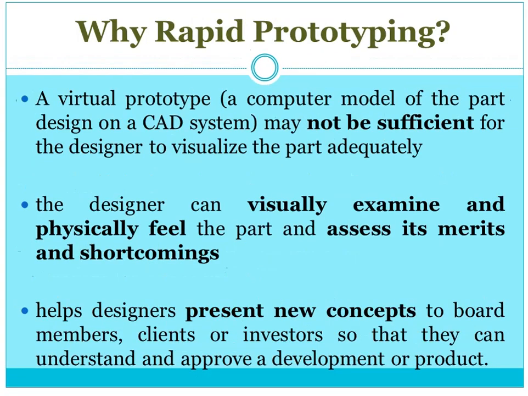Then the next question arises, why rapid prototyping? What is the use of rapid prototyping and why do we want to go for it? Because for complex part geometries, these traditional methods are very exhaustive, time consuming and expensive. For that, new shaping techniques, usually put under the title rapid prototyping, are being developed as an alternative to the subtractive process. It means rapid prototyping is an additive process. Now, a virtual prototype, meaning a computer-based model, may not be sufficient for a designer to visualize the part adequately. That's why we have to go for rapid prototyping.